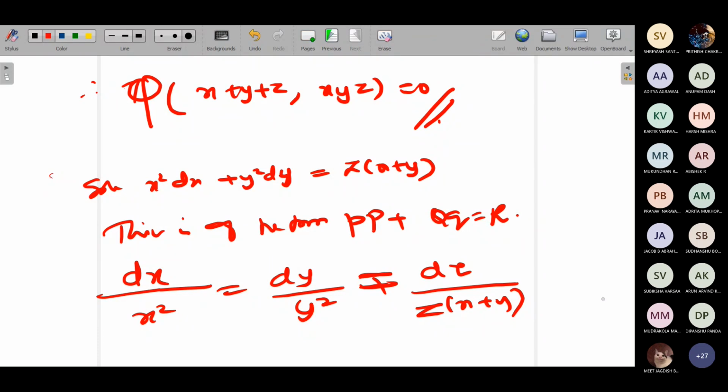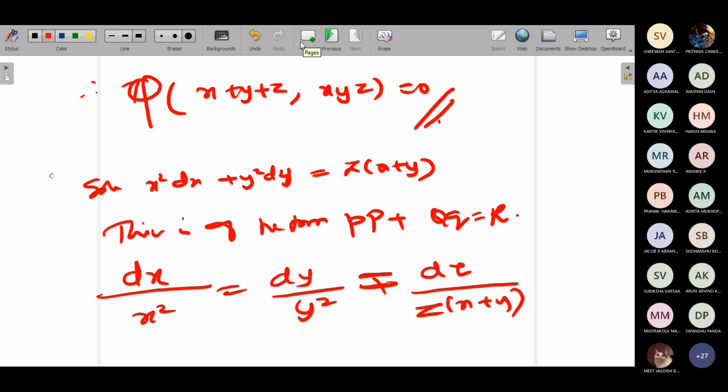Ma'am, how is it the same form? Like we had p, right? So small p represents dou z by dou x, and q represents dou z by dou y, right? So how is it the same form?